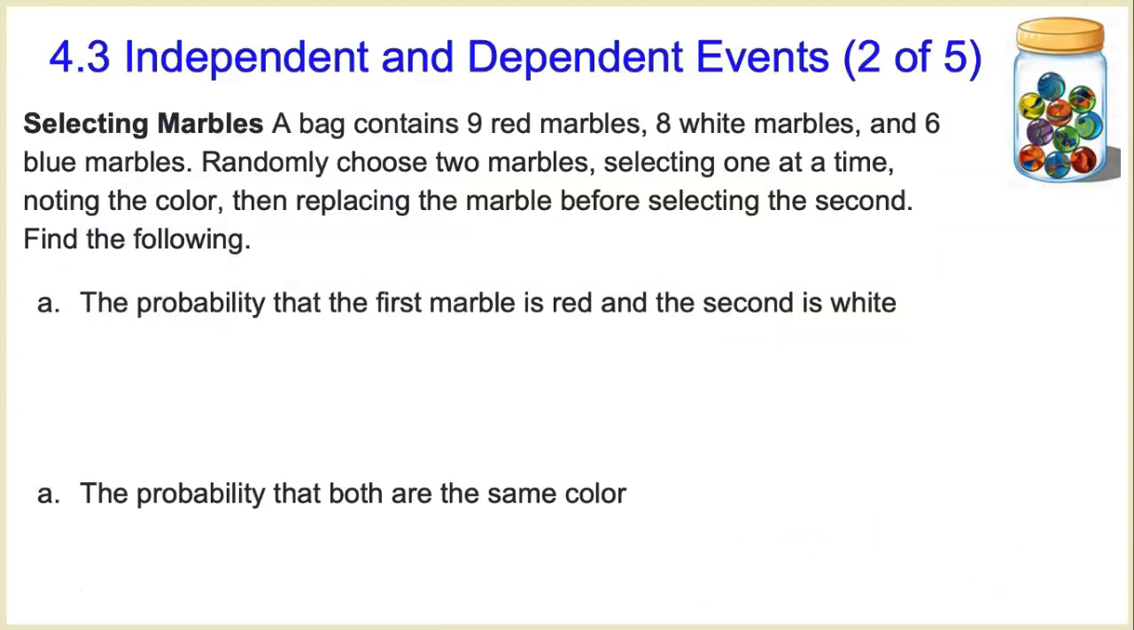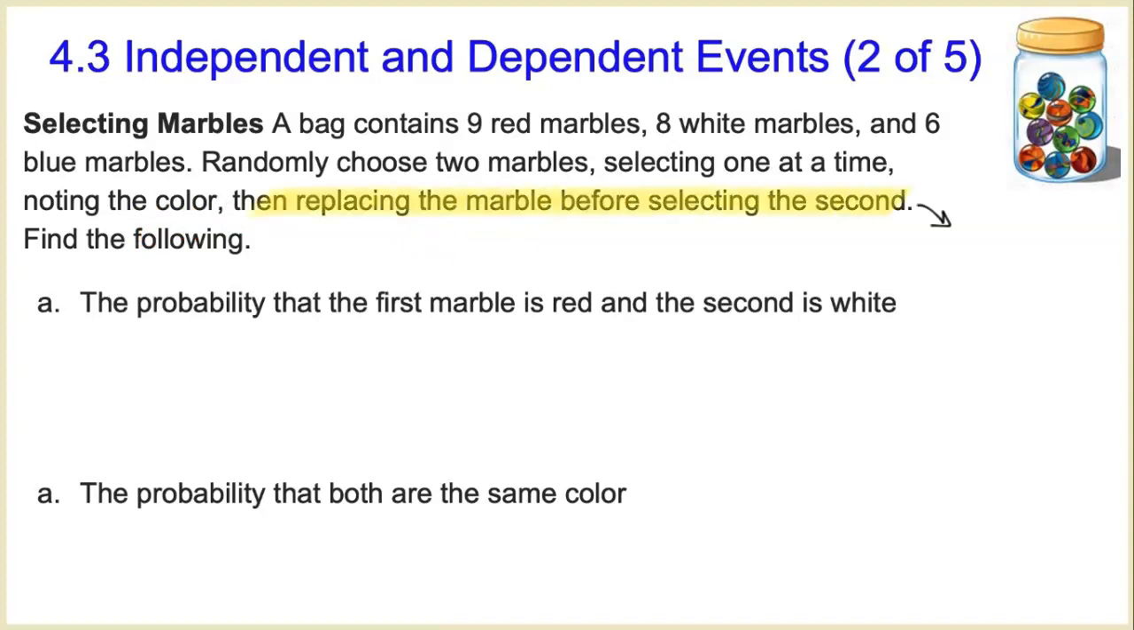In our first example, we look at some marbles in a jar, or it says a bag, but the image I found was a jar. So a jar contains 9 red marbles, 8 white marbles, and 6 blue marbles. We're randomly choosing 2. We're going to select one at a time, record the color, and then replace the marble before selecting the second one.